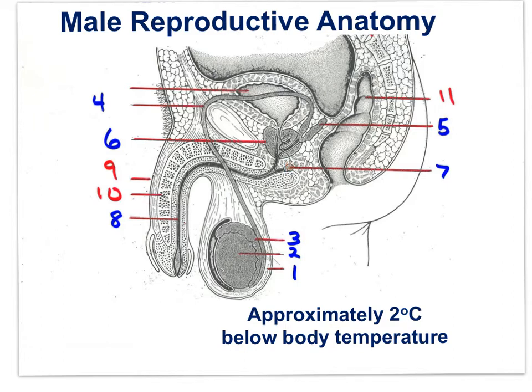Seven is the Cowper's gland. Let's not focus on the Cowper's gland. Eight is the urethra. The urethra carries the sperm as they're released from the body. Nine is the penis itself, and ten is erectile tissue. I will continue to strengthen the functions of structures as the movie proceeds.